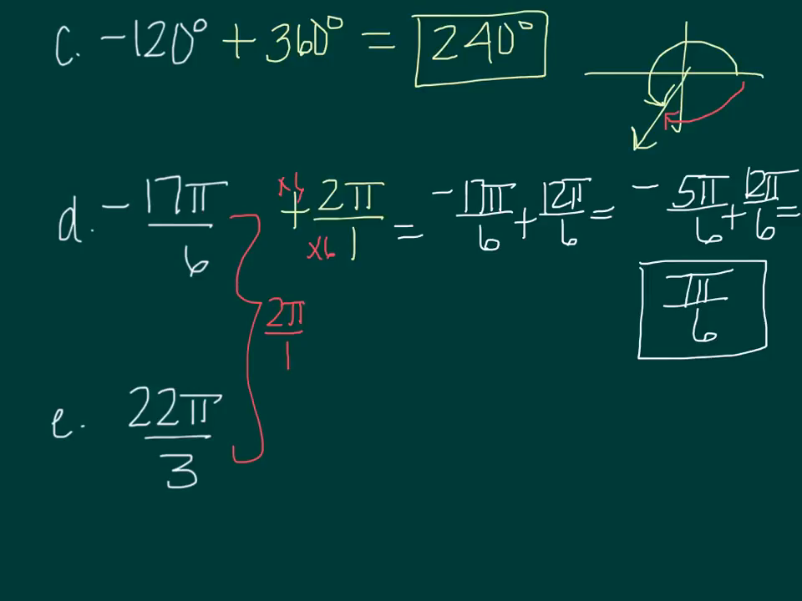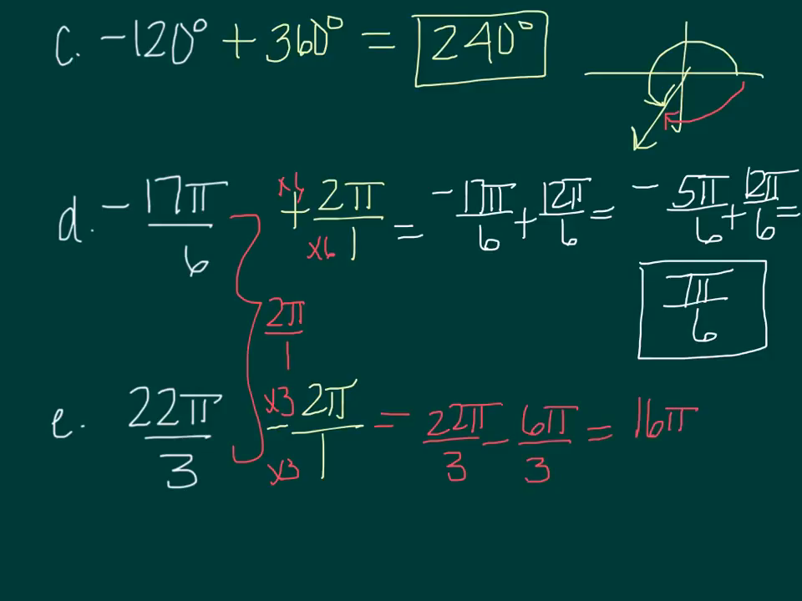22 pi over 3. This is positive, so we're going to have to subtract 2 pi. We already know that 2 pi is over 1. You need a common denominator. So you have 22 pi over 3 minus 6 pi over 3 gives us 16 pi over 3. Well, 3 divides into 16 5 times. That's too big, so you have to subtract again. I'm going to use 6 pi over 3. That gives us 10 pi over 3.